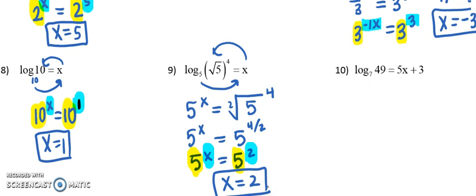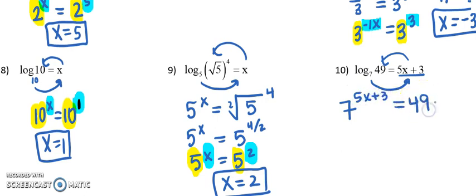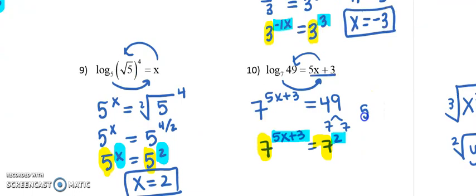Oh, goodness gracious on this next one. Okay, so it's 7 to this whole thing equals 49. So 7 to the 5x plus 3 equals 49. So I'd break up the 49. It's 7 times 7. So 7 to the 5x plus 3 equals 7 to the 2nd. The 7's match. The exponents match. So then what we're going to do is we're going to have 5x plus 3 equals 2.